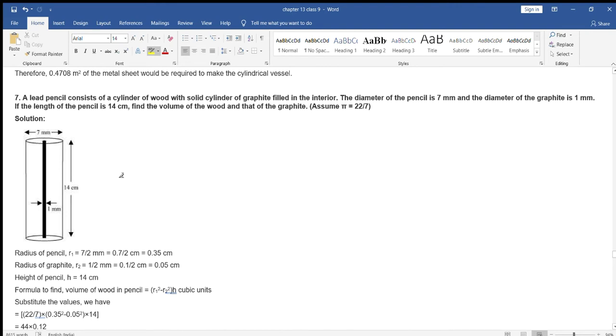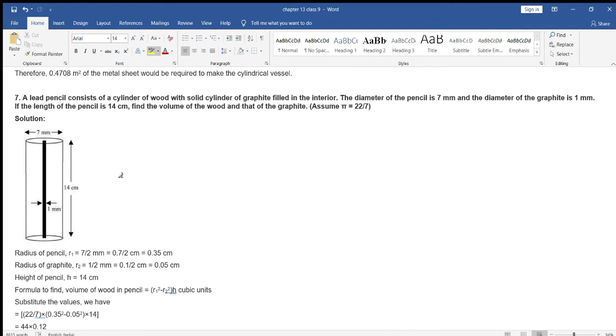What is the question? A lead pencil consists of a cylindrical wood with a solid cylinder of graphite filled in the interior. Pencil होती है आपकी, बाहर से wood होता है, अंदर से क्या होता है, graphite का solid cylindrical shape में होता है, अंदर से जो आपकी lead होती है जिससे आप लिखते हो, that also.